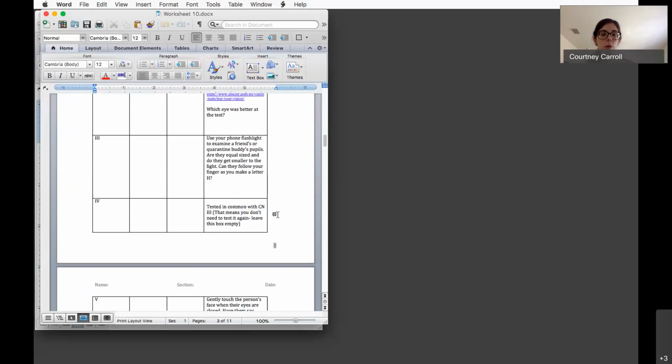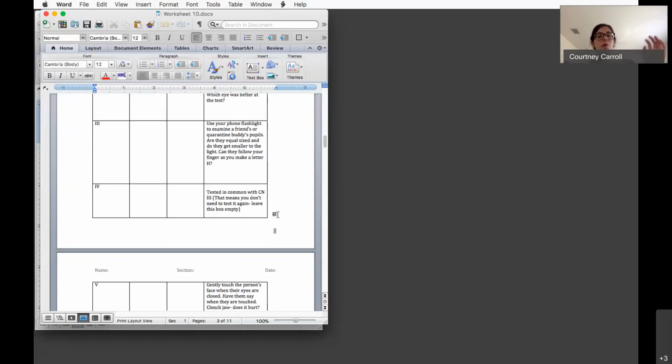Now, cranial nerve 4 is tested in common with cranial nerve 3. What that means is when you're having them follow your finger to make an H, you're actually testing 3 cranial nerves at the same time. So you don't write anything here. For cranial nerve 3, you just write, yes, they could follow the finger.